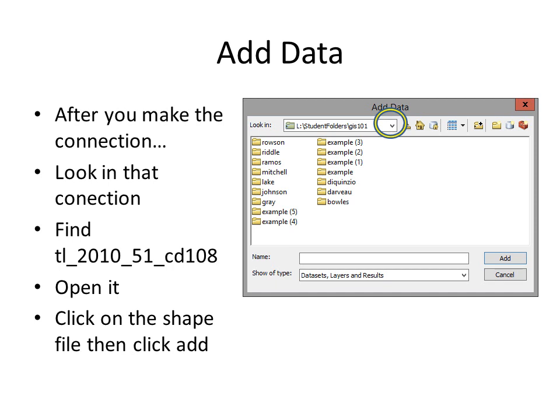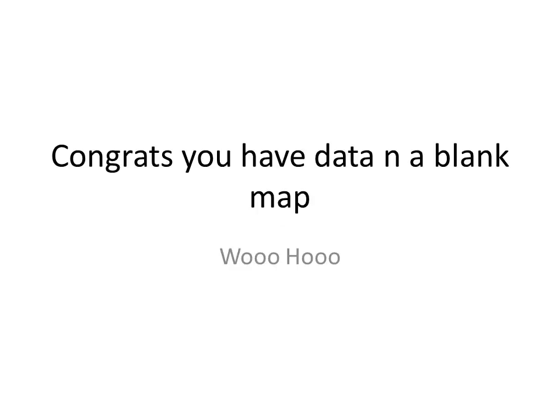After you've made the connection, you're going to find the TL underscore 2010 etc. folder. You're going to open it up and click on the shape file that's inside of it, and then once you find that file and you've clicked on it, you're going to click the add button. Congratulations, you now have the data in a blank map. Woohoo!